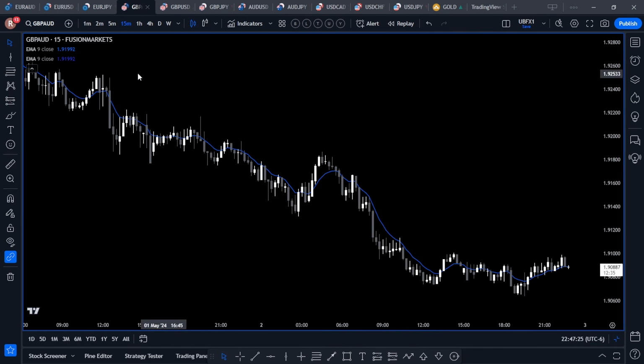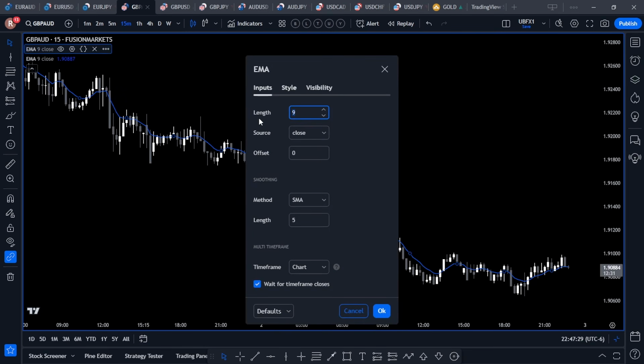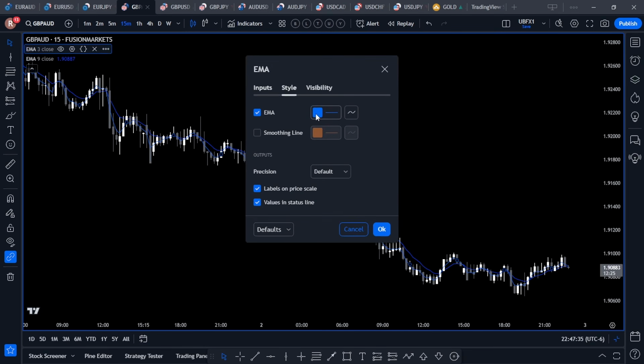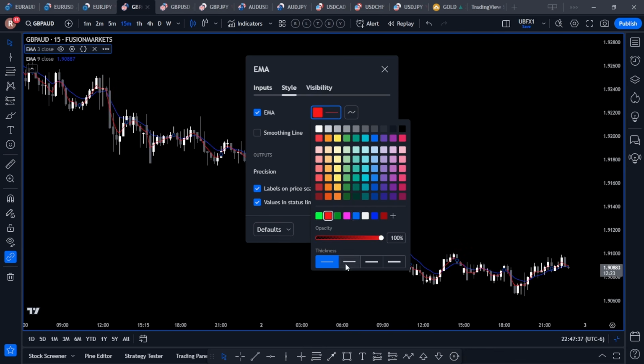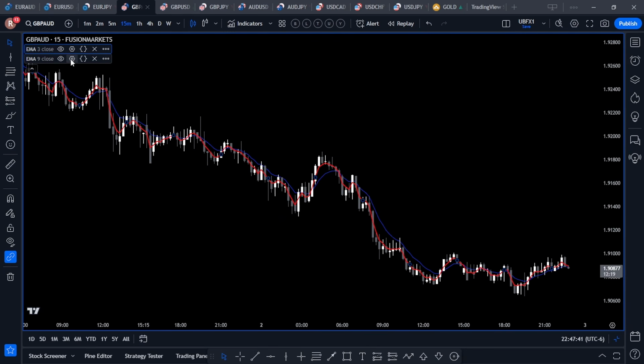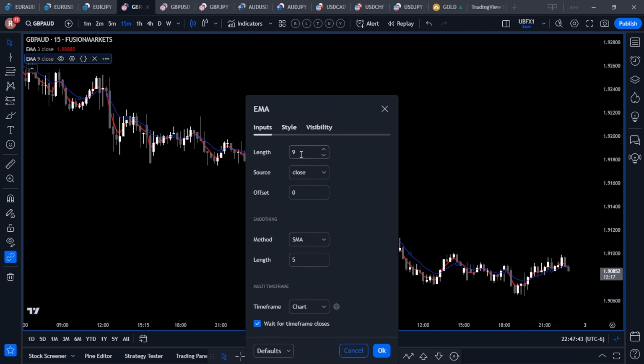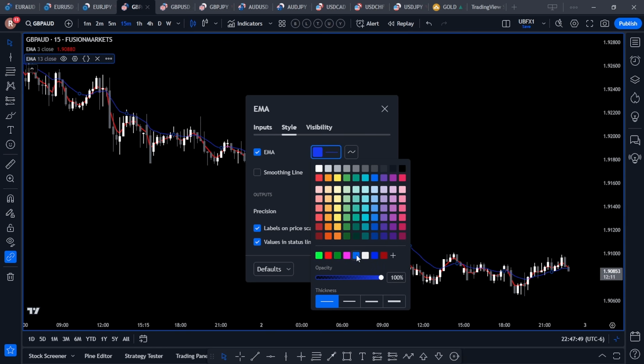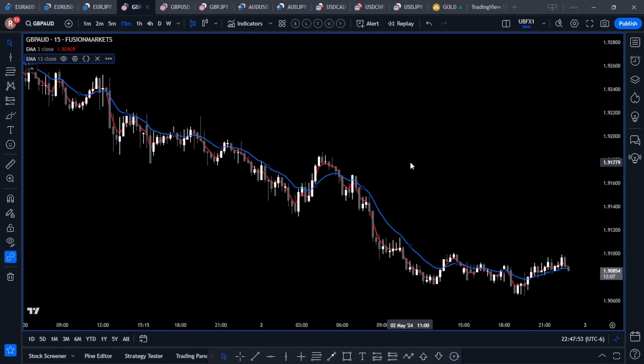And in here, I'm going to choose my EMA, the settings. The first one is going to be a 3 period. I'm going to color this one red and make the line a little thicker. And the next one is going to be a 13 period. So I'll color this one blue and I'll make that a little thicker. And we are good to go. We've got our 2 exponential moving averages on the chart. And this is all we need for this trading system.